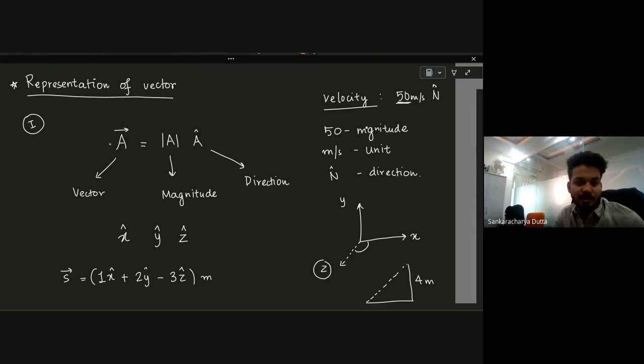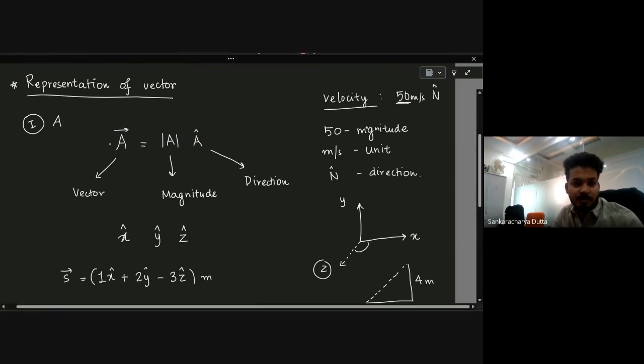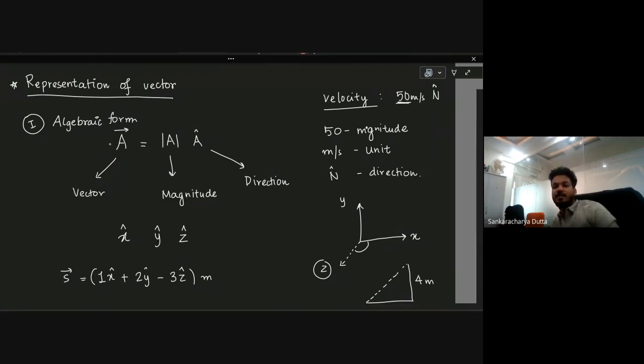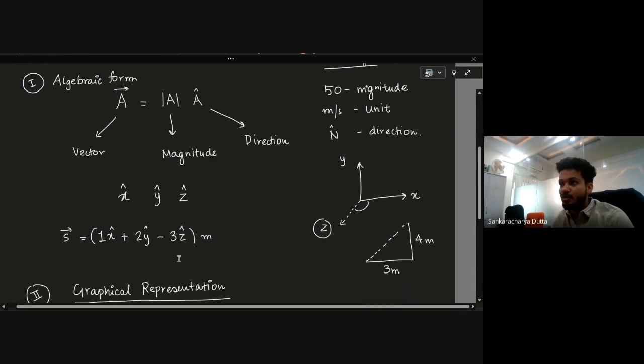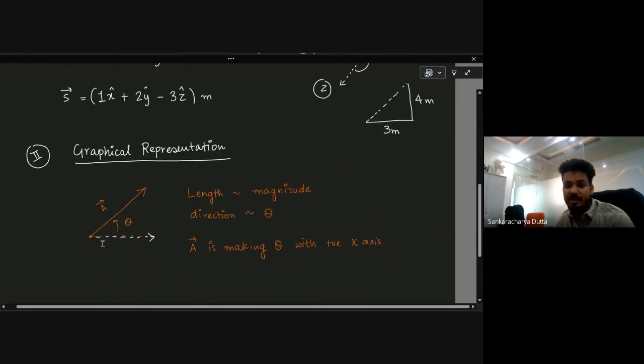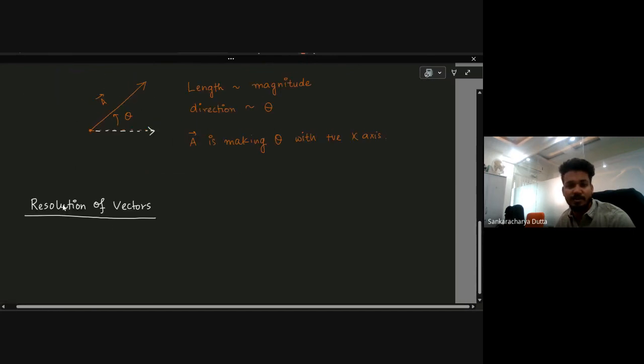Please write down the heading if you haven't written. This is the algebraic form of representing a vector. This is also known as the component form sometimes, and I will tell you why it is known as the component form. The second one is the graphical representation. Let's move forward.